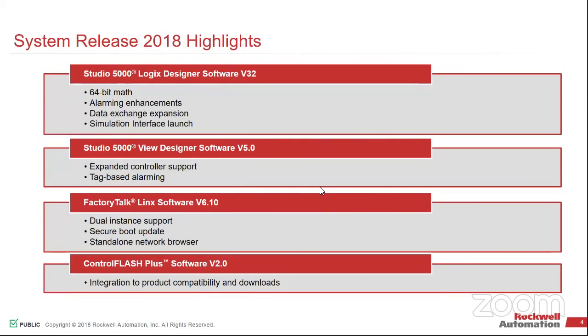In the View Designer software, we've added a number of controllers that it will be able to communicate with at once. Before, it was only a single HMI to a single controller. With the new release, you can now take a single HMI and talk to up to 4 controllers with the PanelView 5000. So we'll talk about that. That HMI also supports the Logix tag-based alarming.